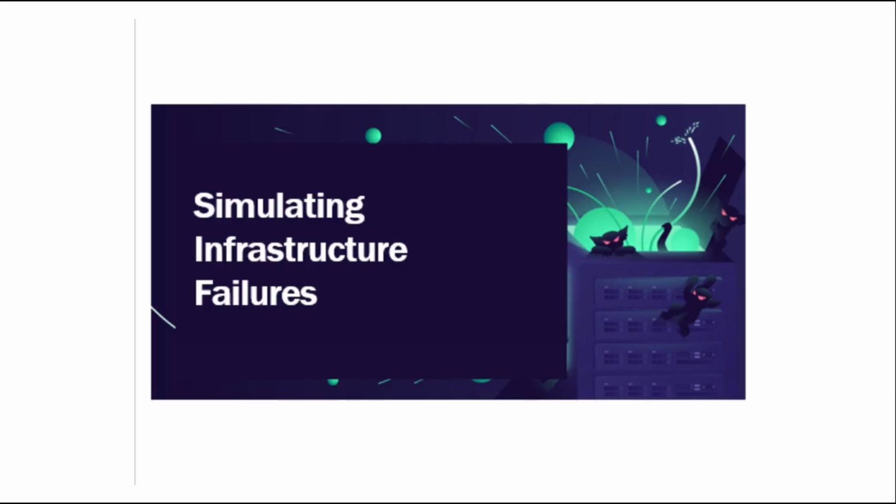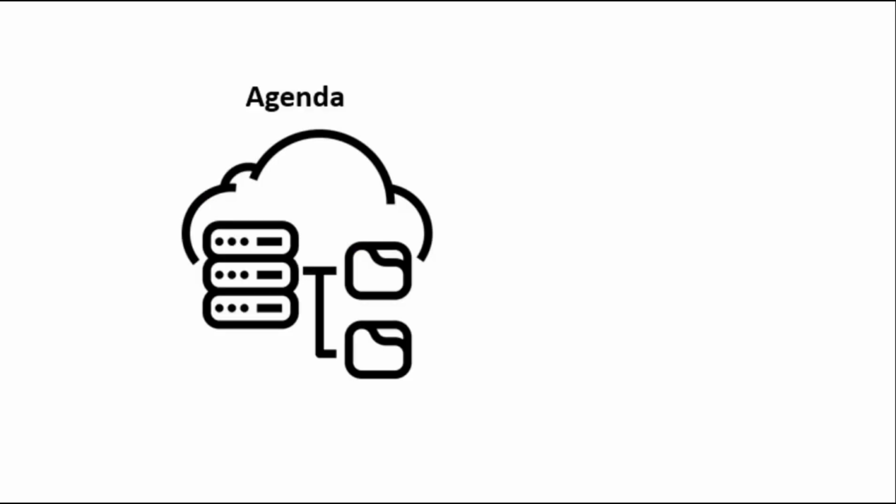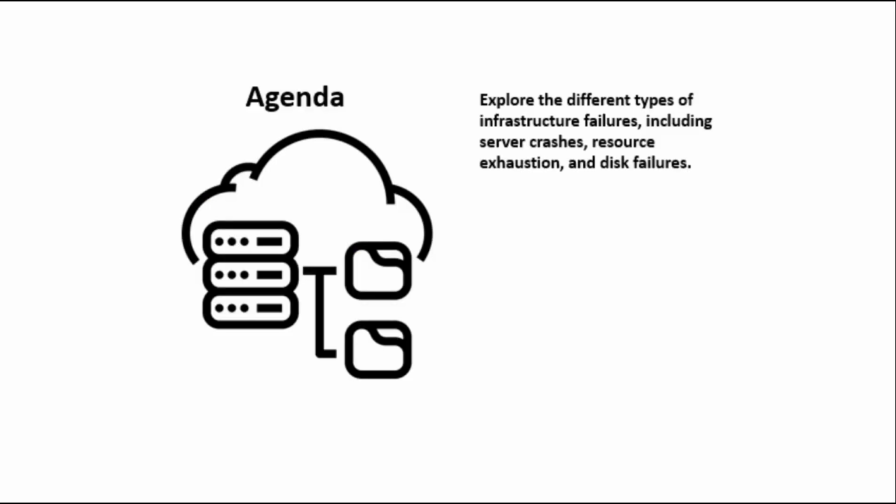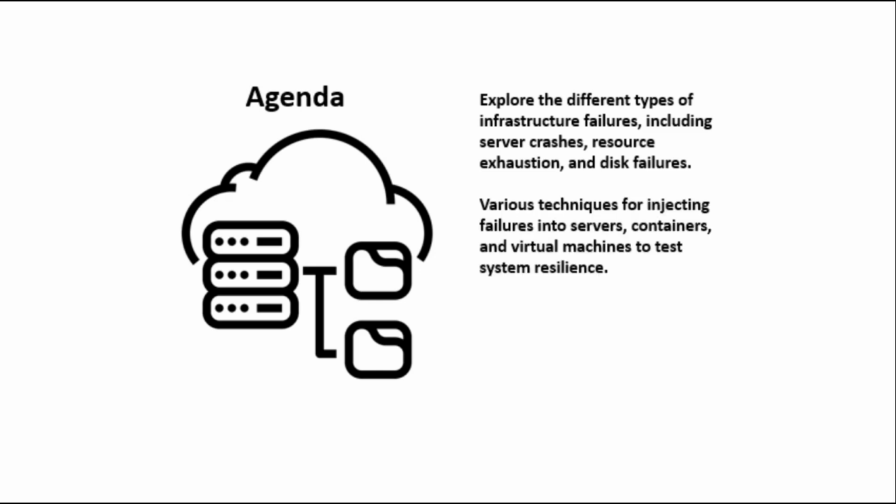Welcome to this short video on simulating infrastructure failures. In this lesson, we are going to explore the different types of infrastructure failures, including server crashes, resource exhaustion, and disk failures. We will discuss various techniques for injecting failures into servers, containers, and virtual machines to test system resilience. Additionally, we will review monitoring tools and strategies for responding to failures effectively.